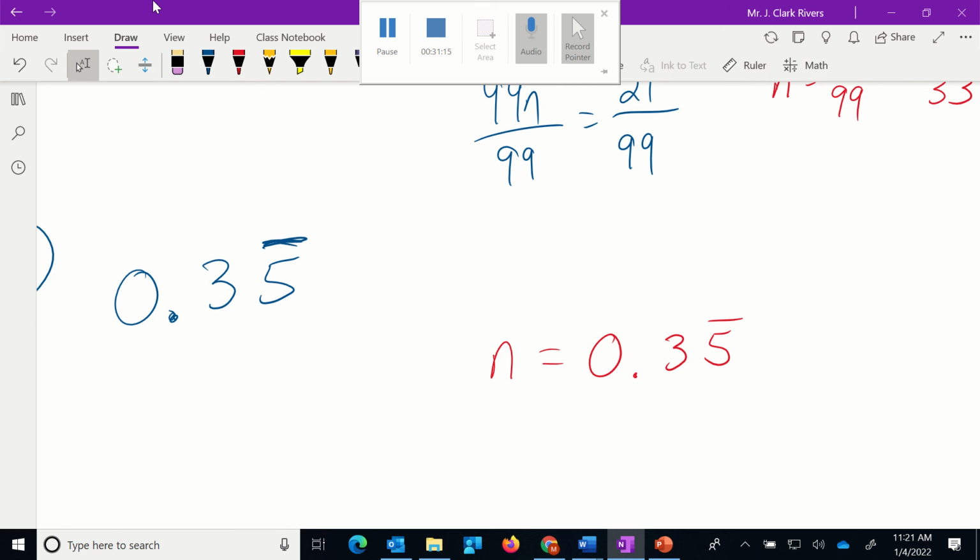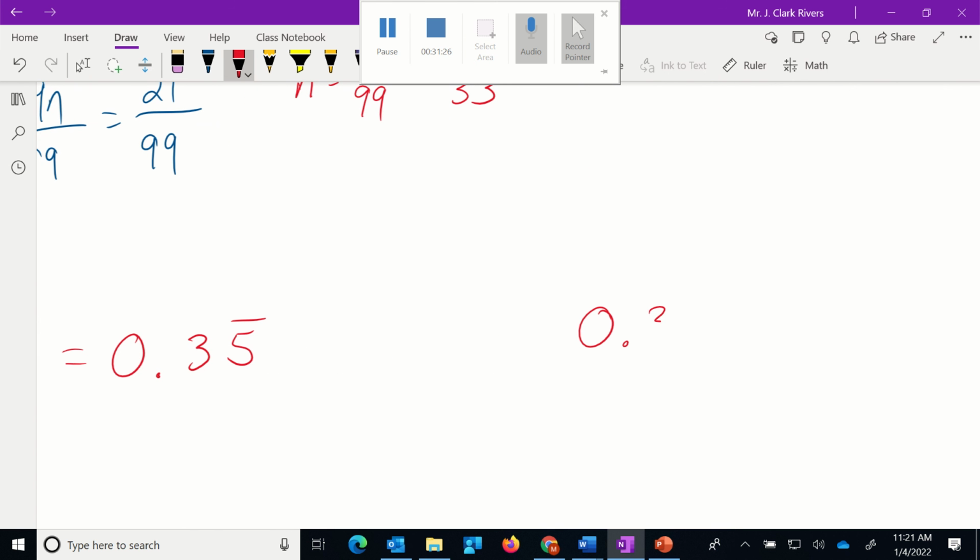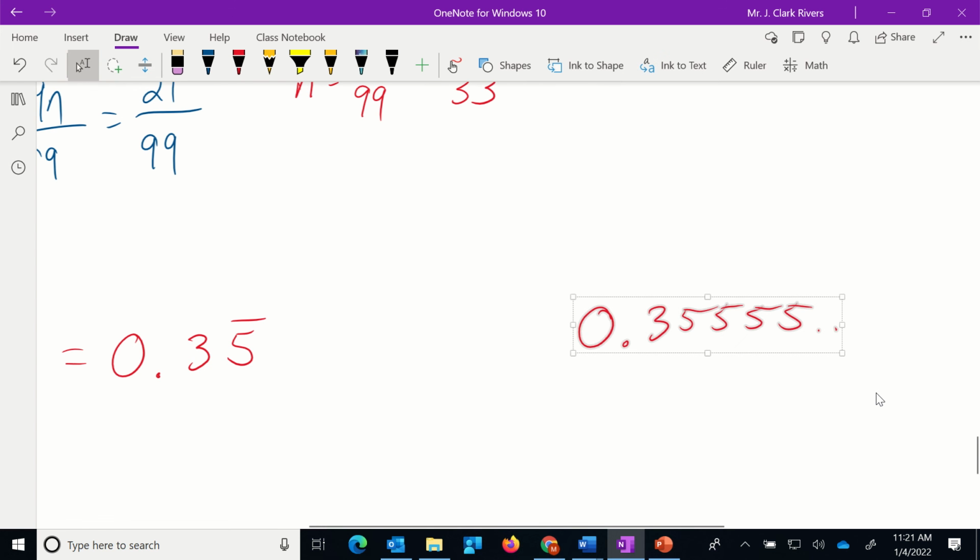How many of the digits repeat? And so how many of the digits repeat here? Just one, just the 5. So if you were to write this out, it would be 0.355555555, right? So only the 5 is repeating. Are we good on that idea?